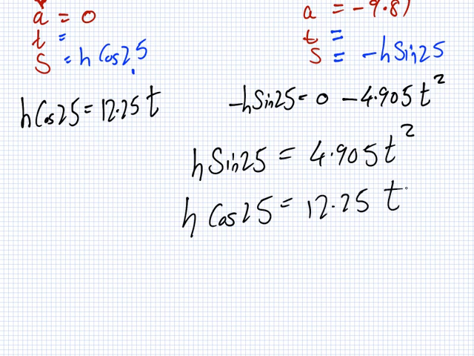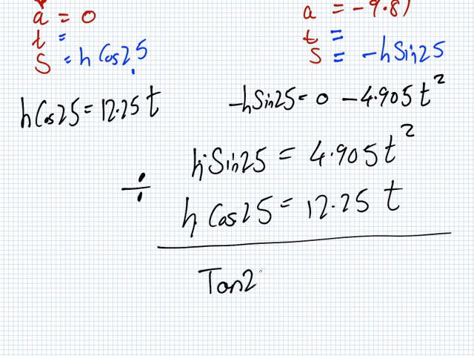Same, so we can make H two. But you can do something even better. You can substitute. No, better than that. I have a better way. We will compare. Divide by sine. Divide this by this. H divided by H? 1. Sine divided by cos? Tan. T squared divided by T? T.